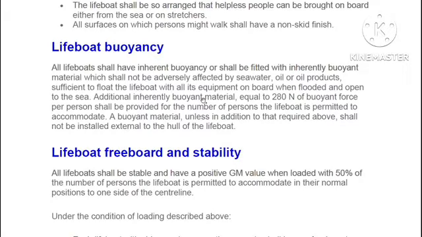It shall be fitted with inherently buoyant material, which shall not be adversely affected by seawater, oil or oil products, sufficient to float the lifeboat with its equipment on board when flooded and open to the sea. Additional inherently buoyant material equal to 280 Newton of buoyant force per person shall be provided for the number of persons the lifeboat is permitted to accommodate. Buoyant material, unless in addition to that required above, shall not be installed external to the hull of the lifeboat. So this is the requirement. So additionally we have an arrangement which can provide that buoyant factor.